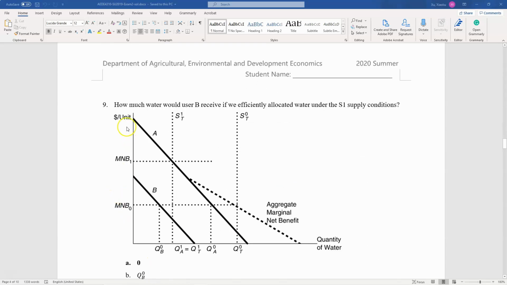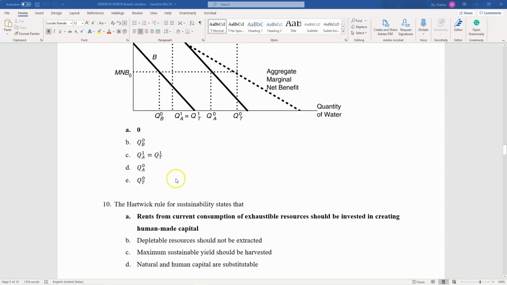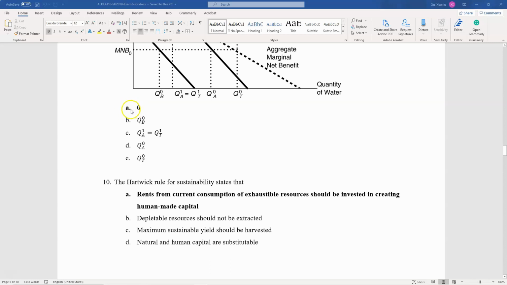And for question 9, how much water would user B receive if we efficiently allocate water under the S1 supply condition? So under the S1 water condition, A's willingness to pay, or we can say A's price for water, would be M and B1. And at this level, B was willing to pay nothing. So when the water supply is equal to S1, only A would get all of the water and B would get nothing. So the correct answer is 0.